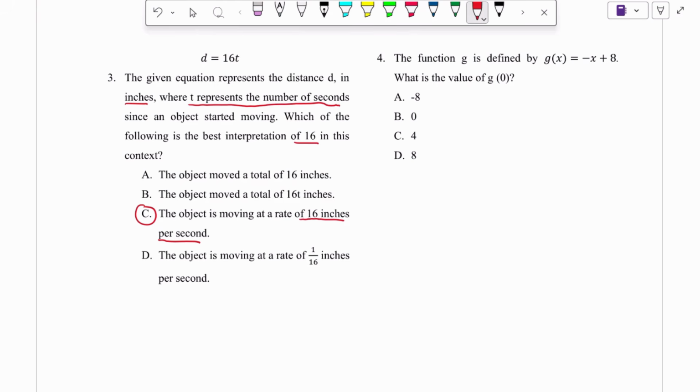Again, if you take a look at number 4, as I said earlier, g of 0, I got to take that and plug it into the original equation.